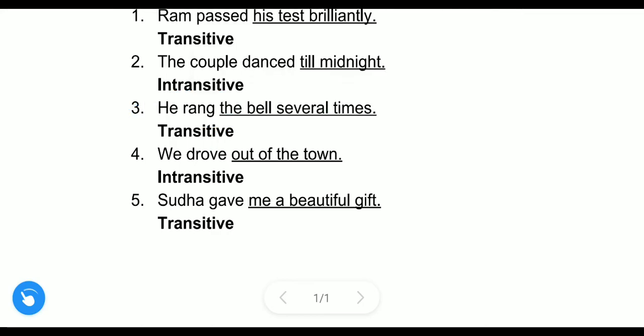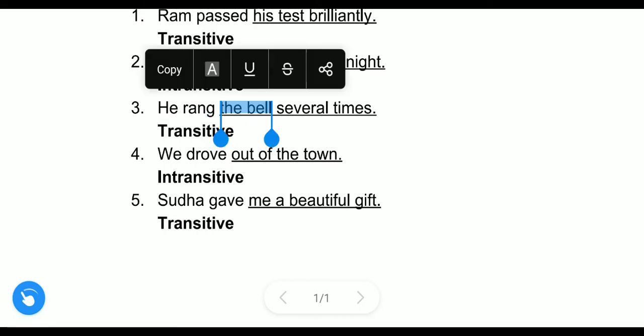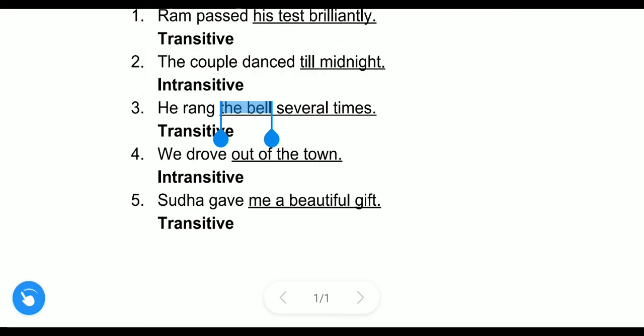Now let us check what the verb is in this sentence. Rang is the verb and he is the subject. Rang is the action word, and this action is performed by the subject he. So let us ask the question with what: what did he ring? He rang the bell. Here you get the answer. It means the object, which is the bell, receives the action of the verb and hence it is a transitive verb. Understood? So rang is a transitive verb.